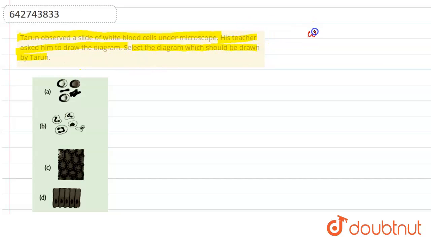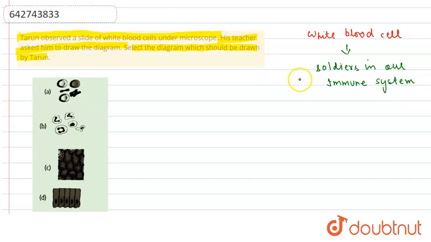So here we have to tell about the diagram of the white blood cells, right? If we talk about the white blood cells, they are known as the soldiers in our immune system. And what is the role of these soldiers here? These white blood cells usually act against foreign bodies, right? Whenever any foreign body enters our human body, say a bacteria, virus, or any pathogen, these white blood cells get activated and kill that foreign body, right?